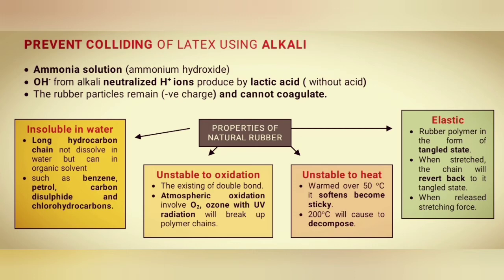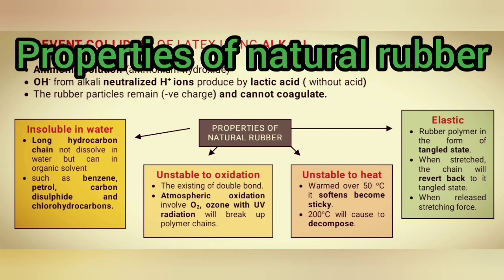However, alkalis such as ammonia solution are added to latex to prevent coagulation. The hydroxide ions from the alkali neutralize the hydrogen ions produced by lactic acid as a result of bacterial attack on protein. Because there are no hydrogen ions to neutralize the negative charges on the rubber particles, they remain negatively charged and hence cannot combine and coagulate.